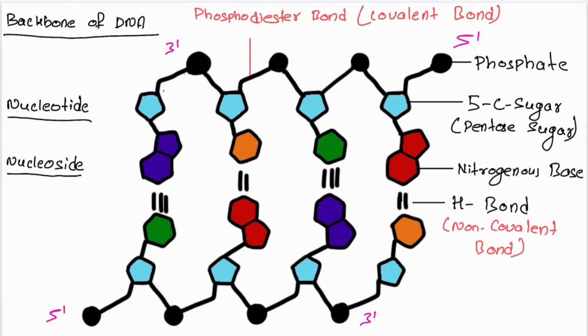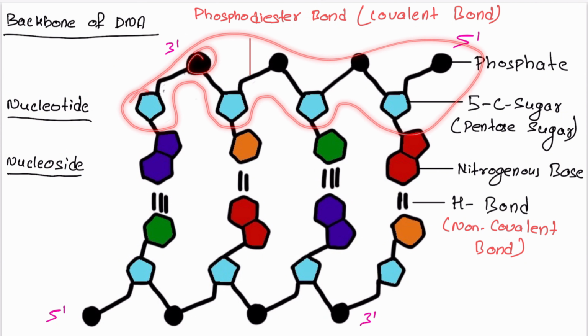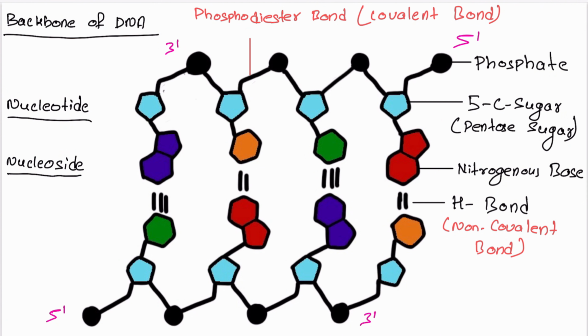And the bond between two nucleotides is known as phosphodiester bond, which is a covalent bond and it is a non-breakable bond. Now, in this, the chain of 5-carbon sugar and the phosphate forms the backbone of DNA, which means the strand of the DNA. And the phosphate, the 5-carbon sugar and the nitrogenous base, these three combine to form nucleotide. And the nitrogenous base and the pentose sugar, these two combine to form nucleoside.